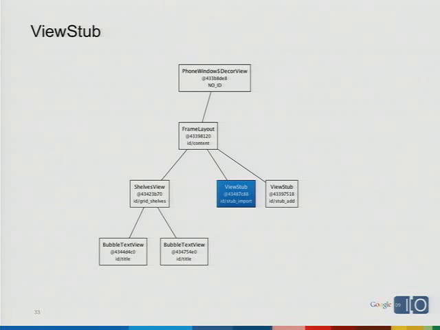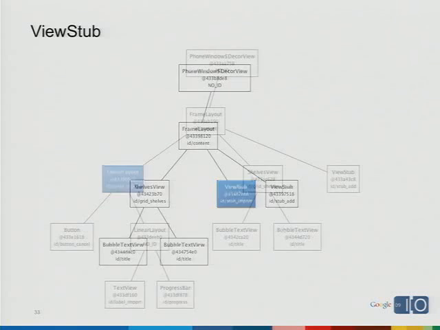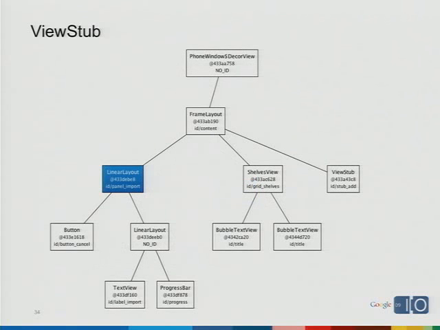So a ViewStub is an actual view, but it has a size of 0, so it's 0 pixels wide, 0 pixels high. It doesn't participate in the layout. It doesn't draw anything. So it's really cheap to have a ViewStub in your view hierarchy. And when you create a ViewStub, you give it a reference to an XML layout file. And whenever you make that ViewStub visible, it will remove itself from the view hierarchy and insert the inflated XML layout where it used to be.